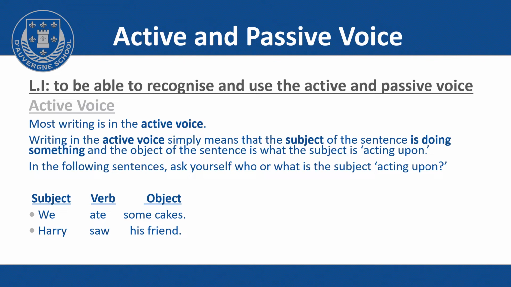And in the second sentence, Harry saw his friend. Harry is the subject of the sentence, and the action is that he is seeing his friend. So his friend is being seen by Harry.